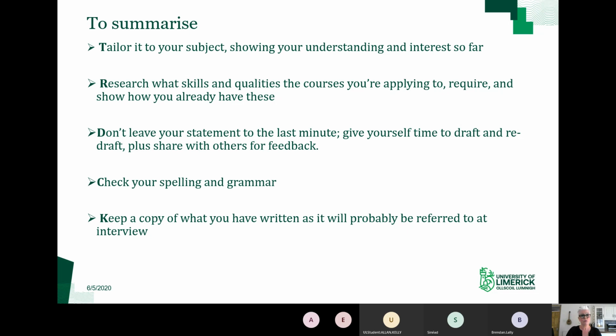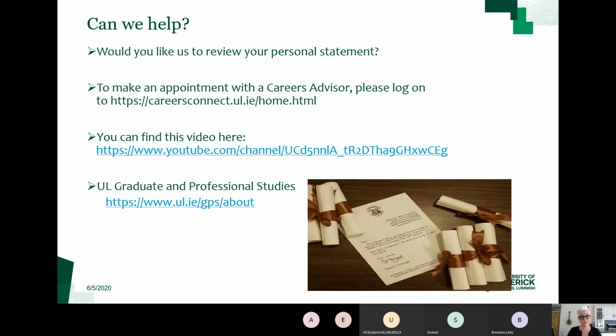Can we help? I suppose that's what we're here for. That's what we say at every session. We're here Monday to Friday, all during the summer. If any of you are applying for postgrad courses at the moment and you need to get some objective feedback, we'd be delighted to review your personal statement. So again, you can make an appointment through Careers Connect, and we would be happy to have a look at your personal statement and to give you some feedback before you actually send it off.